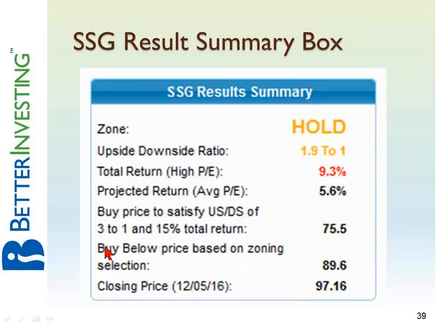But we've had some people asking questions about why it says 75.5 here, but then it says you can buy below a totally different number. Well, that is a true statement. You can buy below based on your zoning. That's how the zones are set up. And in this case, your stock would drop into the buy zone below 89.6, which means you would be getting something less than a 15% return. That is just fine. We don't demand that every stock calculate out to a 15% return.